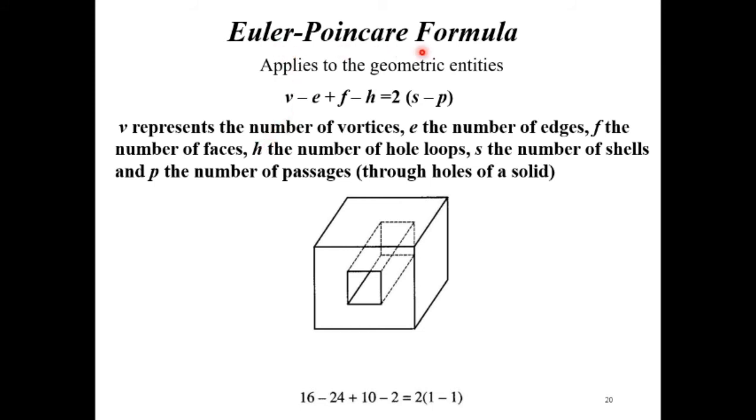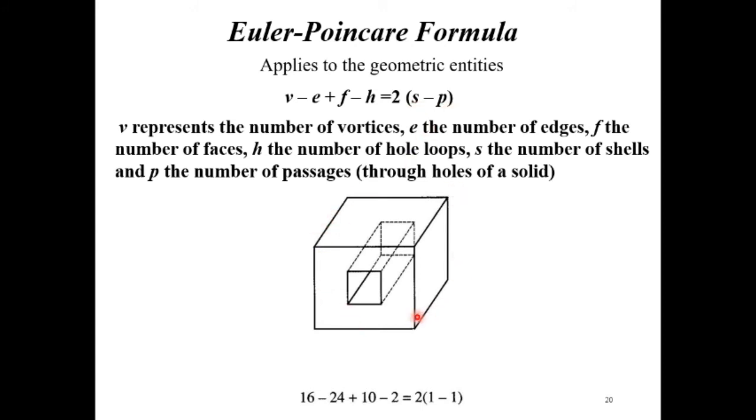This Euler-Poincare formula is used to generate the geometric entities for boundary representation. V minus E plus F minus H is equal to 2 times (S minus P), where V is vertices, E is edges, F is faces, H is the hole loops, S is the shell, and P is the number of passages.